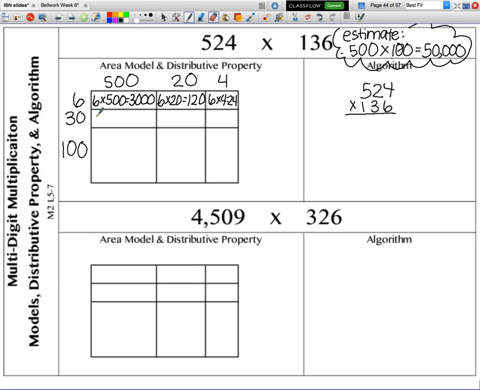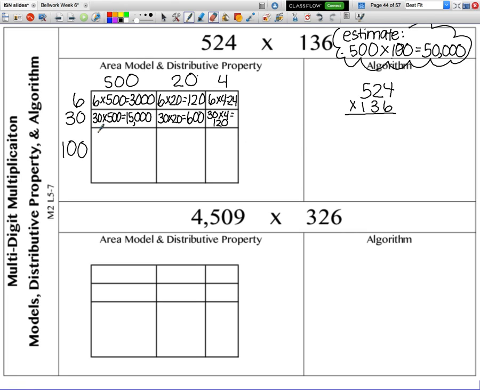So then on our second row, I have 30 times 500. I know that 3 times 5 is 15. And then I add 3 zeros, which brings 15,000. In the next box, I have 30 times 20. I know 3 times 2 is 6, and I add 2 more zeros. And in my last box, I have 30 times 4, which I know 3 times 4 is 12, and with the zeros, there's 120.